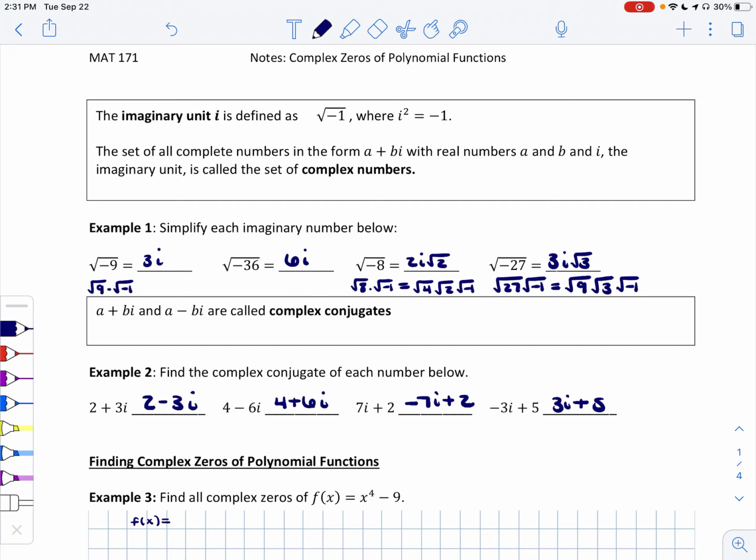The reason we're looking at these is because we're going to start trying to find the complex zeros of polynomial functions. Think about any time you're trying to take the square root of a negative number. In the past, we would have just said no real answer, but now we're going to start finding the imaginary answers that come along with these square roots of negative numbers. So in the next video, we're going to start looking at finding zeros of polynomials.